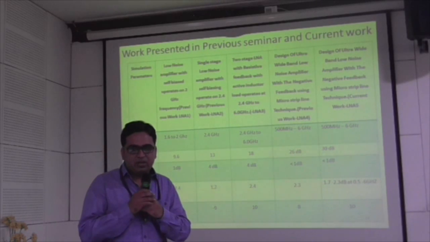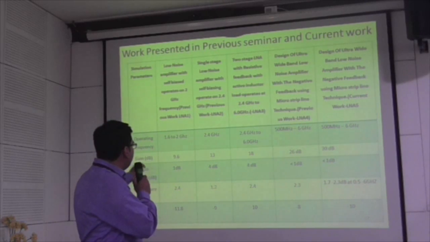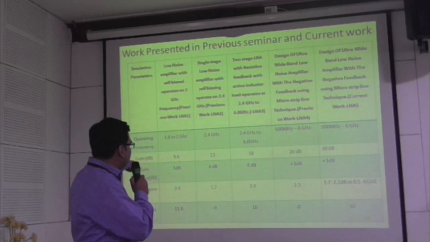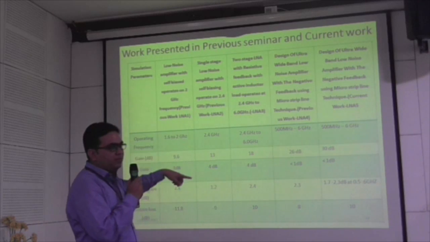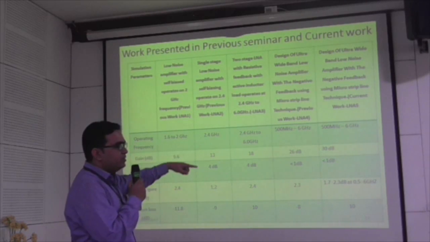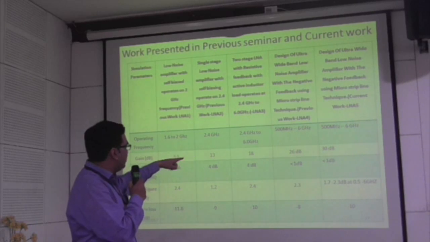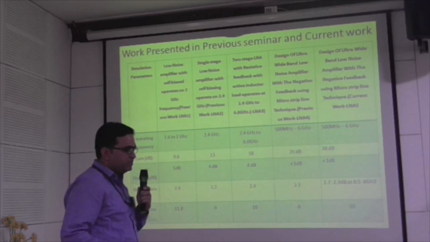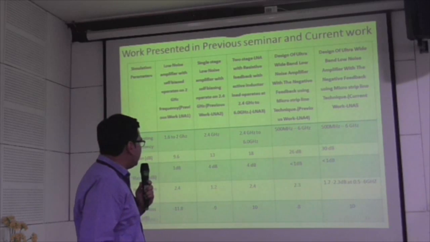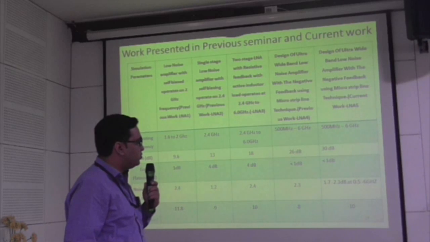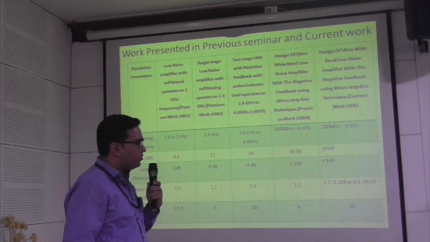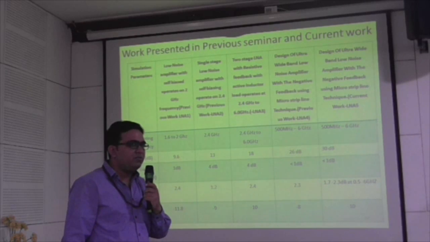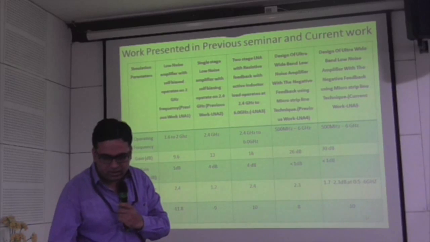And this is the step by step comparison. The first LNA I designed was for 1.6 GHz to 2 GHz, and this is the gain I achieved. So the final LNA that I designed is for 500 MHz to 6 GHz, and the gain obtained is 30 dB, the gain flatness is less than 1 dB, and the noise figure is around 1.7 to 2.3 for the overall band of 0.5 to 6 GHz. The noise figure is a very important parameter for designing a low noise amplifier.